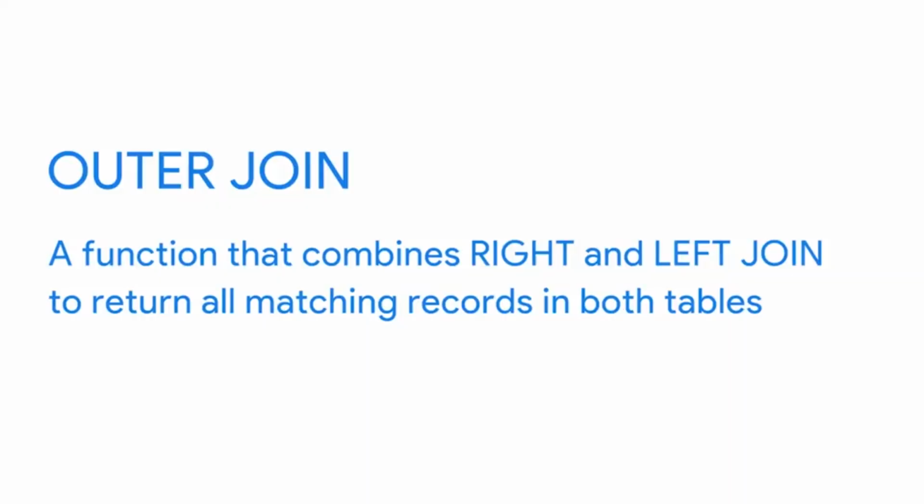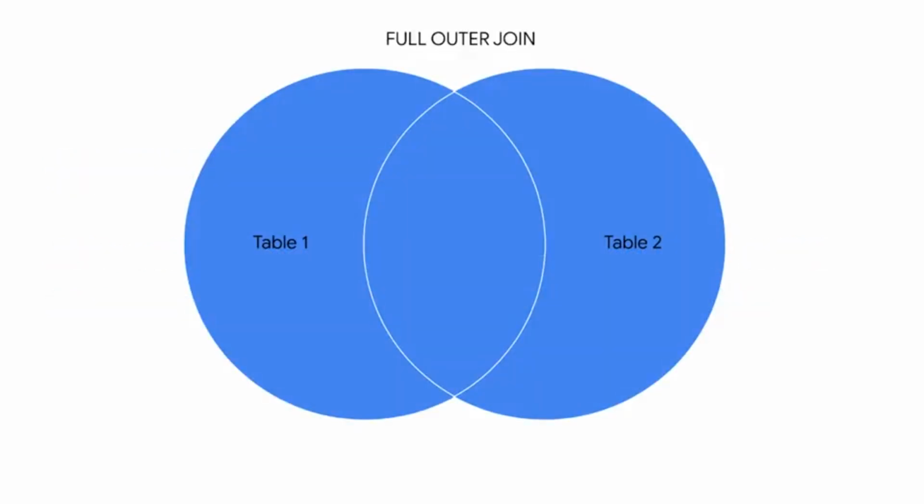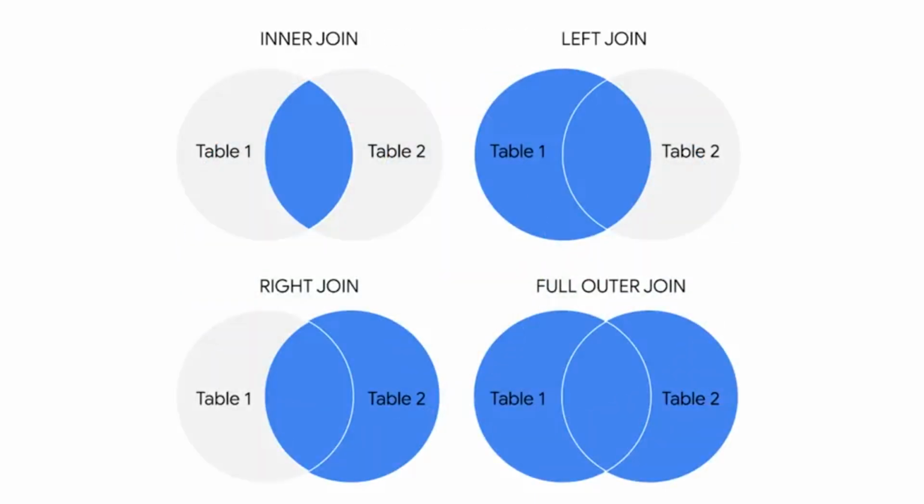Finally, there's outer join. Outer join combines right and left join to return all matching records in both tables. This means it will return all records in both tables. If there are records in one table without a match, it'll create a record with null values for the other table. Using joins can make working with multiple data sources a lot easier, and it can make relationships between tables more clear. Here's an example.